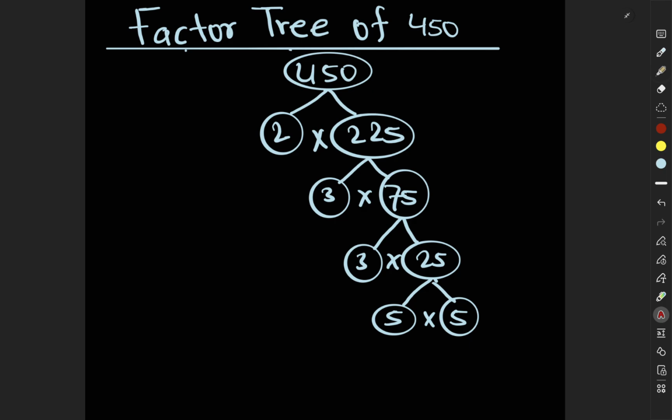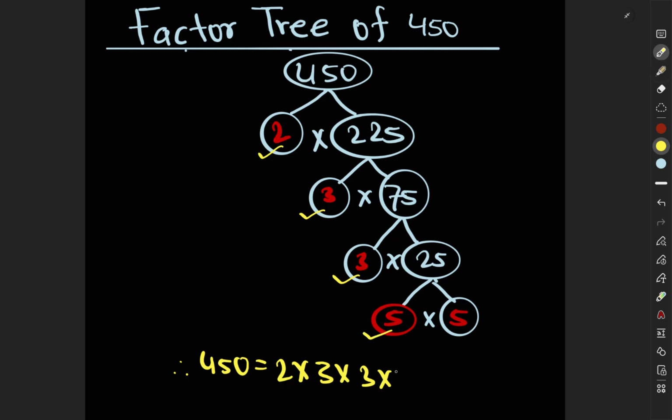So now we select the prime numbers among these numbers. The prime numbers here are 2, 3, 3, 5 and this 5. So now we can write 450 is equal to the product of all these prime numbers, that is 2 times this 3 times this 3 times this 5 times this 5.